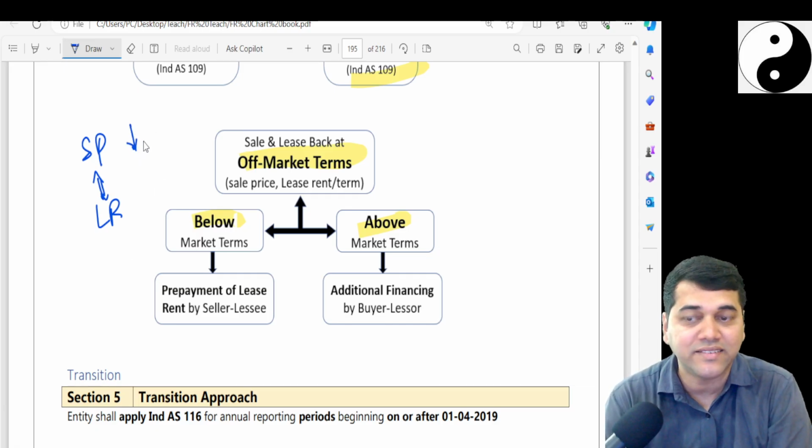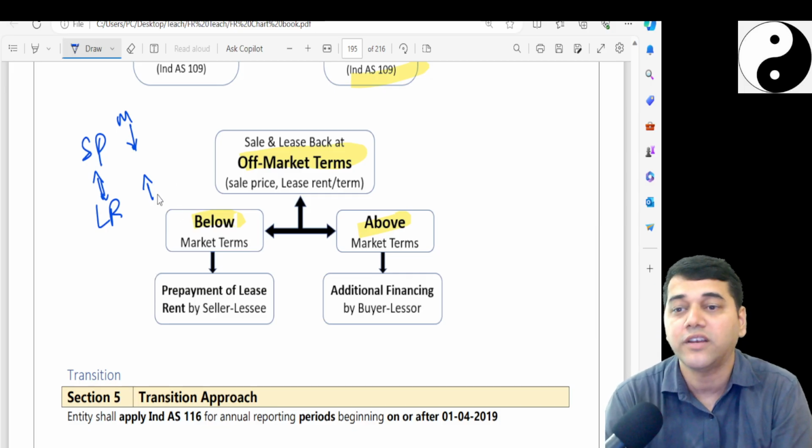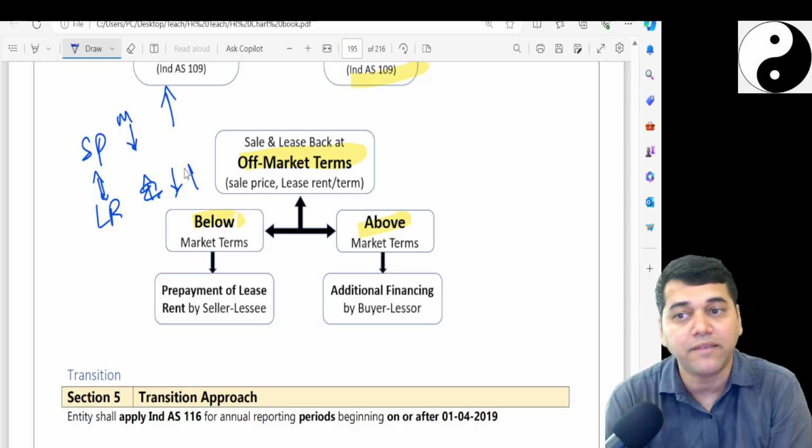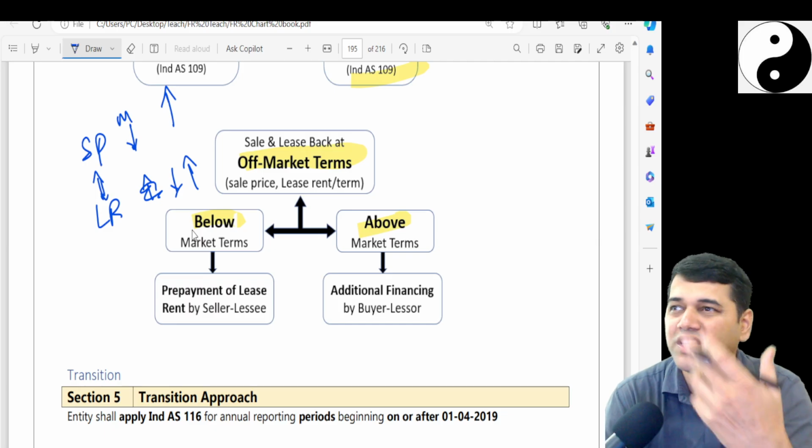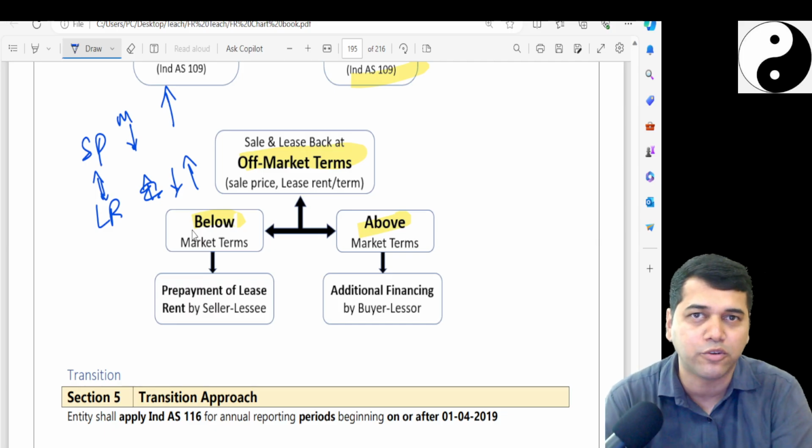If I sell at less than the market price, I will end up paying less lease rent. If I sell at more than the market price, I may end up paying more lease rent. Both the parties are intelligent, not even fools, to pay.